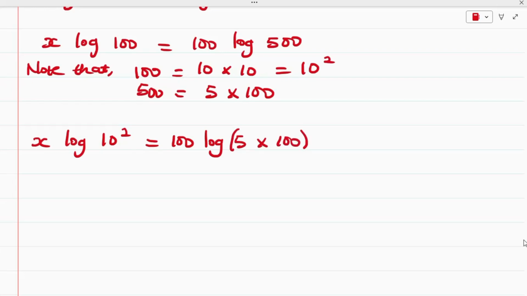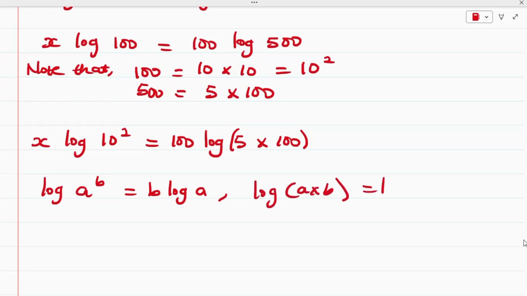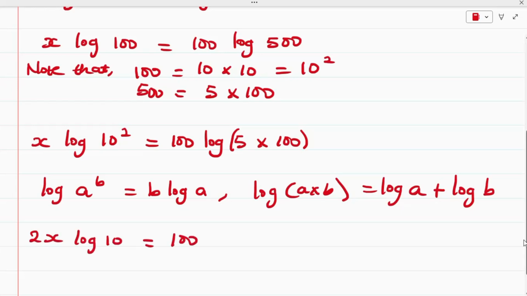And from the left hand side of the equation, we apply the logarithmic property that states that log a^b is equal to b log a. Then also for the right hand side, we apply that log of A times B is equal to log A plus log B. So applying this to both sides of the equation, we have that 2x log 10 is equal to 100 into log 5 plus log 100. So we have this right here.